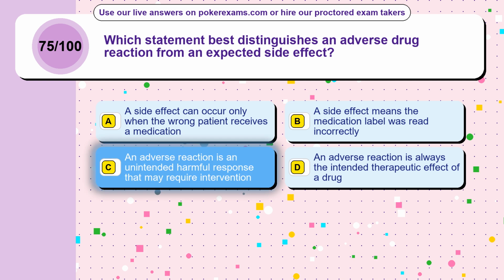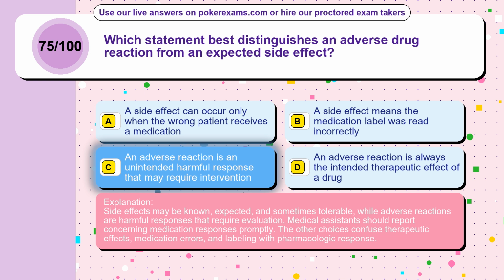The correct answer is option C. An adverse reaction is an unintended harmful response that may require intervention. Side effects may be known, expected, and sometimes tolerable, while adverse reactions are harmful responses that require evaluation. Medical assistants should report concerning medication responses promptly. The other choices confuse therapeutic effects, medication errors, and labeling with pharmacologic response.